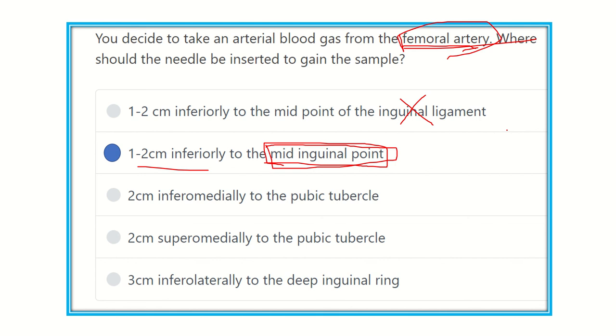So always, for blood gas collection from the femoral artery, we have to remember it has to be collected from an imaginary line which connects the anterior superior iliac spine and the pubic symphysis, and the midpoint of this imaginary line, that means the mid inguinal point, and the femoral artery is not related to the inguinal ligament during arterial blood gas collection.